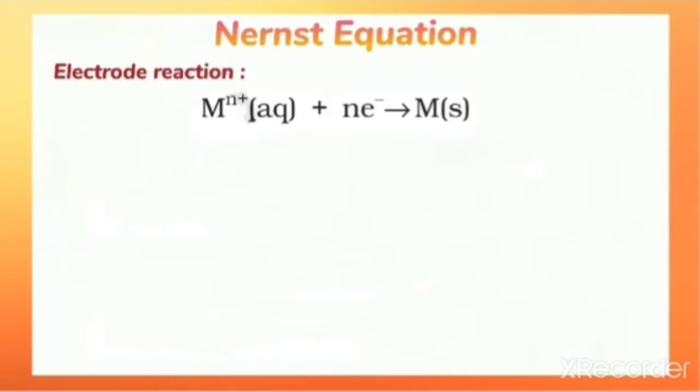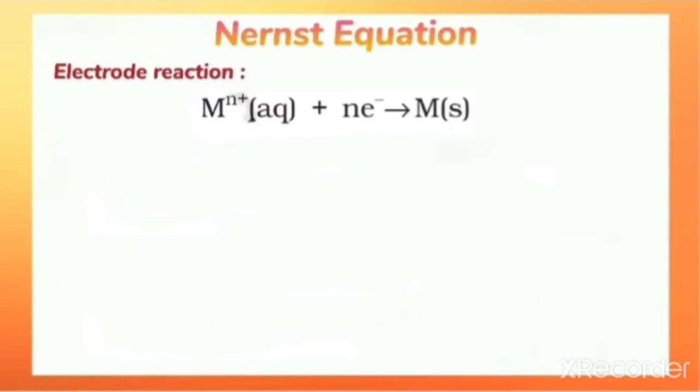Nernst equation for an electrode reaction. How can we write the Nernst equation? Consider the electrode reaction in which there is a gain of n number of electrons, so M^n+ is converted into M, where n+ is the charge on M. Let this be a general equation.